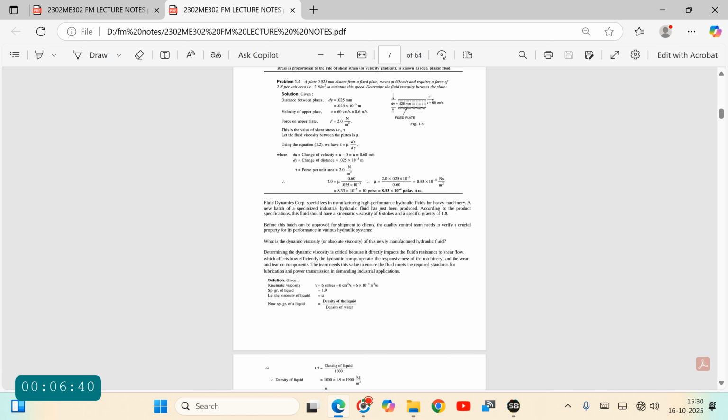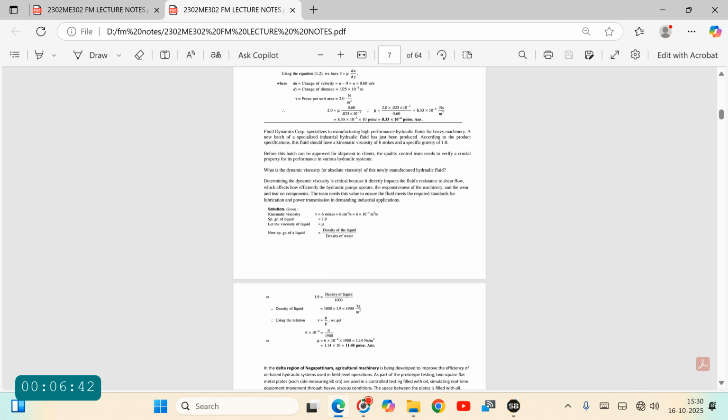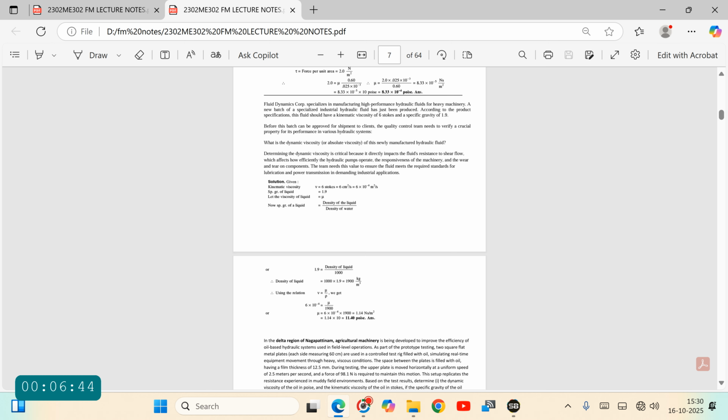Basic sum here. Now, an application-level problem on viscosity and fluid dynamics. A company manufactures high-performance hydraulic fluids for heavy machinery, and a new batch of a specialized industrial hydraulic fluid has just been produced. According to the product specification, the fluid should have a kinematic viscosity of 6 stokes.